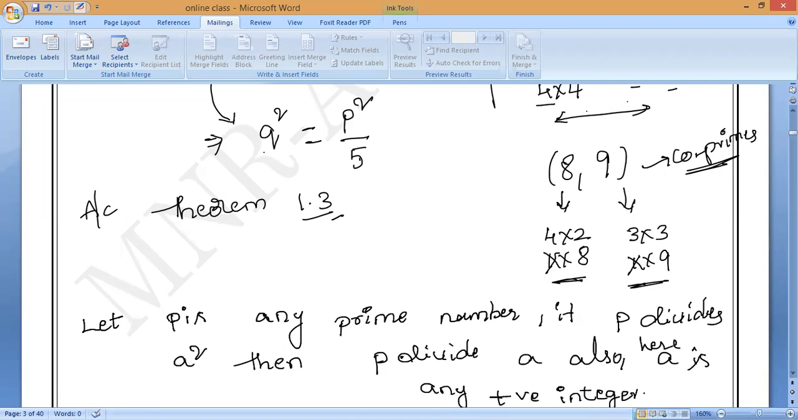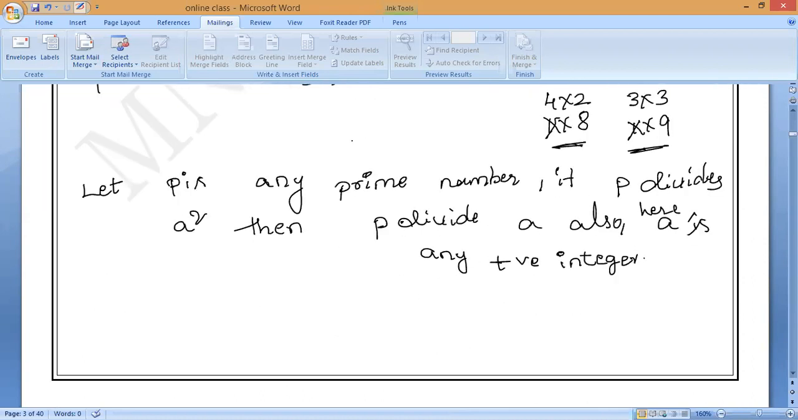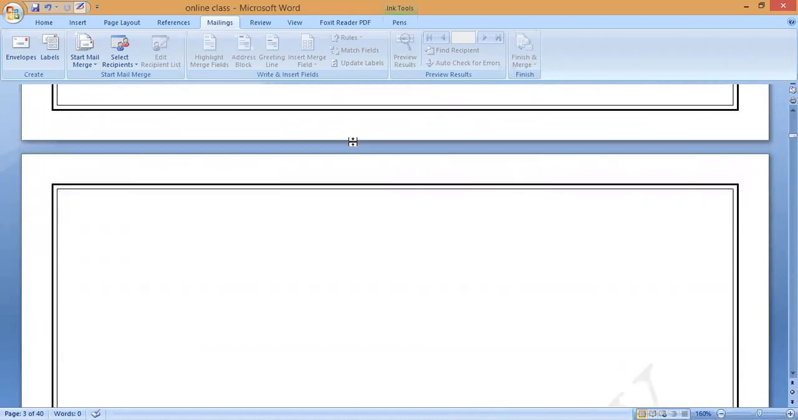See this, q square equal to p square by 5. Here, what is our prime number in this equation? 5 is the prime number. 5 divides p square. According to the theorem, 5 divides p square, correct?